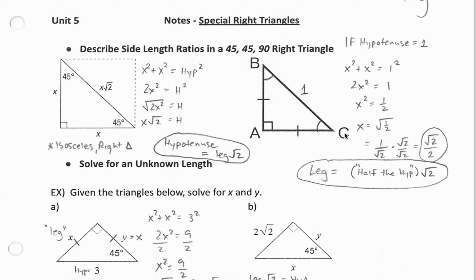So notice that what we did is we took half of the hypotenuse, and we multiplied by the square root of 2. So that's going to be our shortcut if we want to solve for the leg given the hypotenuse. This value, the square root of 2 over 2, is going to be a length and a coordinate that happens on our unit circle. So remember that value corresponding with 45-degree angles.